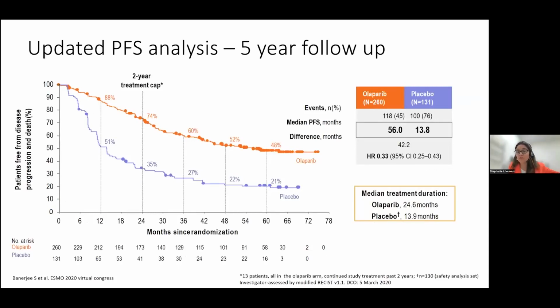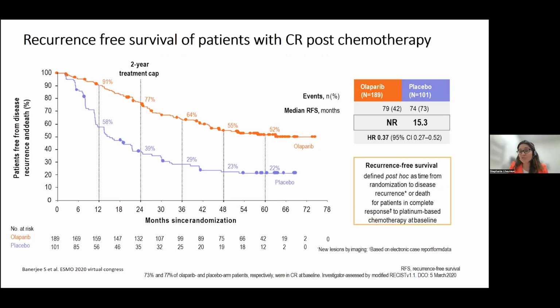So when your patients were followed for 5 years, even though they stopped the treatment at 2 years, you see that the median PFS was significantly in favor of olaparib, 56 months versus 13.8 months with placebo. So definitely a benefit of PARP inhibitor maintenance for patients who have a BRCA mutation after response to platinum-based chemotherapy. What is interesting is that this benefit was also seen for patients who were considered to have a lower risk of recurrence.